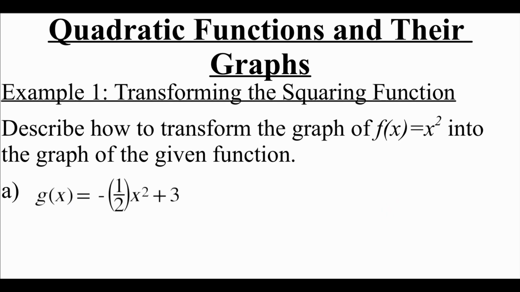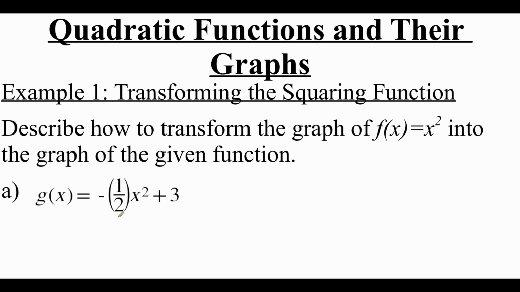So in this example, we want to take a look at our normal f of x equals x squared function, but we're going to perform some transformations, and we want to figure out what those different transformations would do to the graph of our original parabola. So we're looking at the function g of x equals negative 1/2 x squared plus 3. And we're going to look at what each one of those changes does.